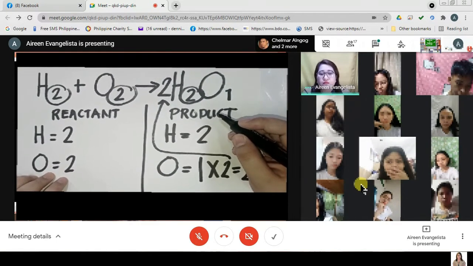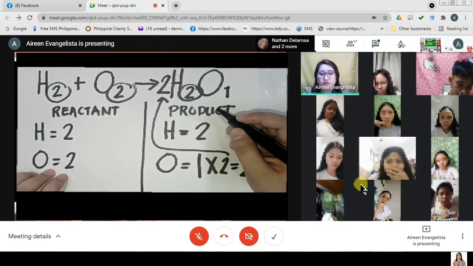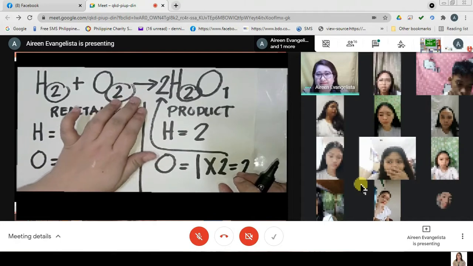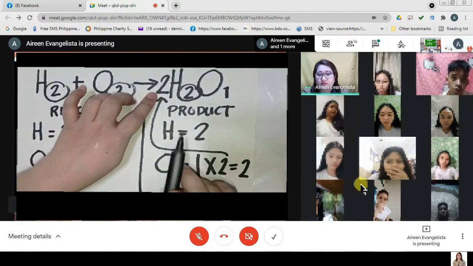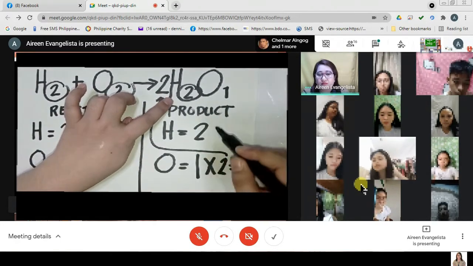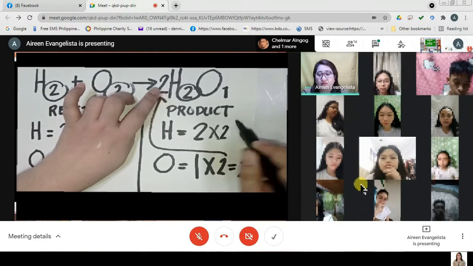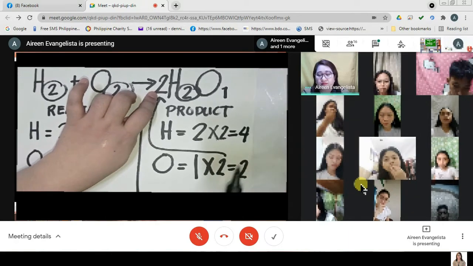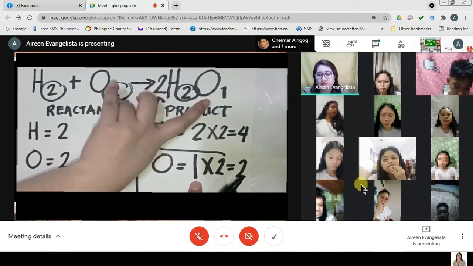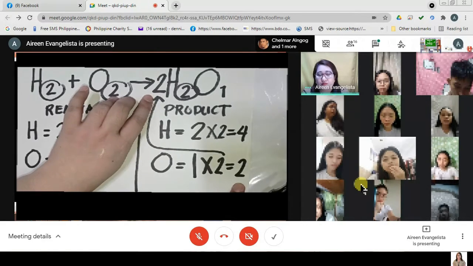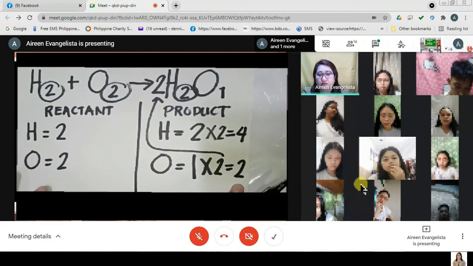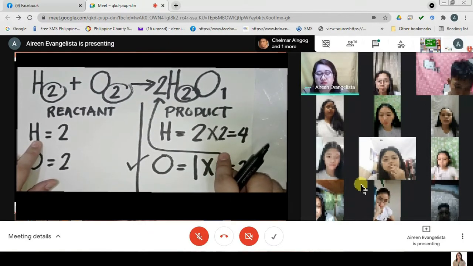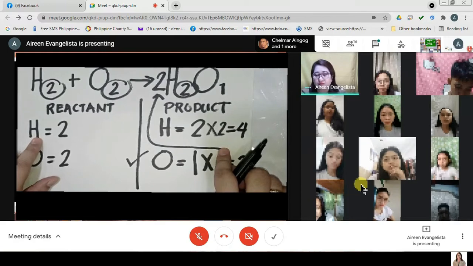A coefficient is the number placed immediately to the left of each formula. So again, let's count here since we put a coefficient here. So the hydrogen now is 2 times 2, the subscript times the coefficient, so it is equal to 4. And for the oxygen, it is 1 subscript times 2, which is equal to 2. Here, let's compare to the reactant. So here, oxygen now is balanced, check. But here, the hydrogen is not balanced.